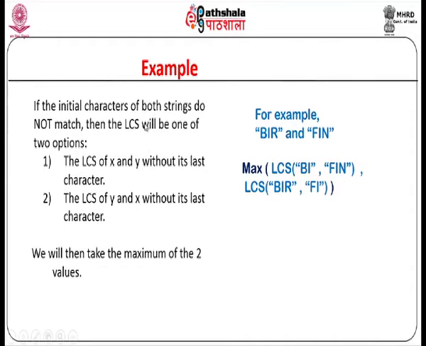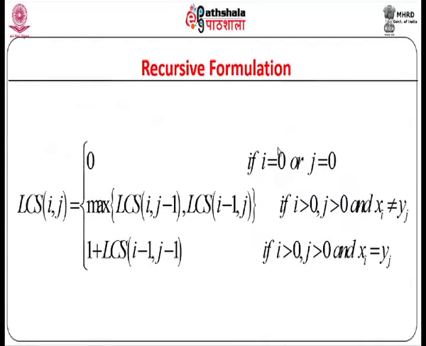Suppose the characters do not match, then the LCS can be any one of these: the LCS of x and y without its last character, or the LCS of y and x without its last character. For example, if you take two strings BIR and FIN, you see the last characters do not match, therefore it becomes the LCS of BI and FIN or LCS of BIR and FI. So, we are going to take the maximum of these two values and then enter it. In this case the initial can either mean the first character or the last character. Both are right, but consistency has to be maintained.